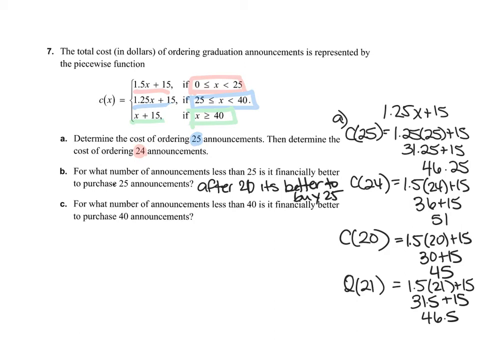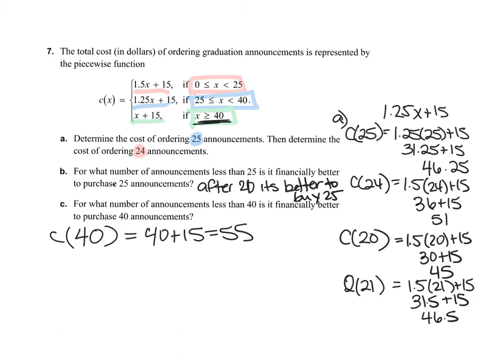Because it's cheaper. For what number of announcements less than 40 is it financially better to purchase 40 announcements? So what is the cost of purchasing 40 announcements? 40 announcements is our green. So C of 40 is 40 plus 15, which is 55.